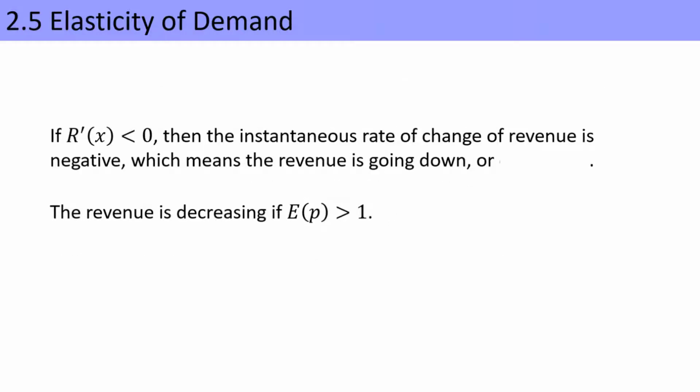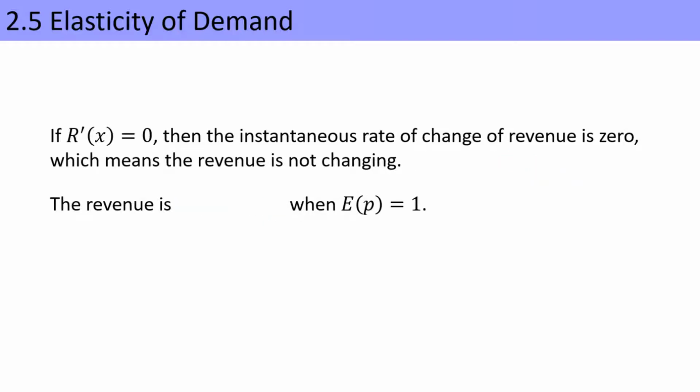Similarly, if the revenue's derivative, that is R prime of x, is less than 0, then the instantaneous rate of change of revenue is negative, which means the revenue is going down or decreasing. That is, the revenue is decreasing if the elasticity of demand with respect to P is greater than 1. Now let's consider if the revenue's derivative equals 0. Then the instantaneous rate of change of revenue is 0, which means the revenue is not changing. The revenue is not changing when the elasticity of demand with respect to P is equal to 1.